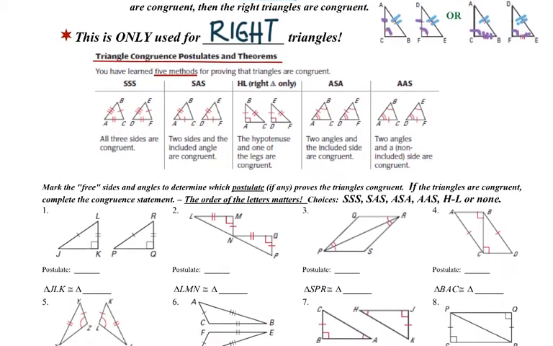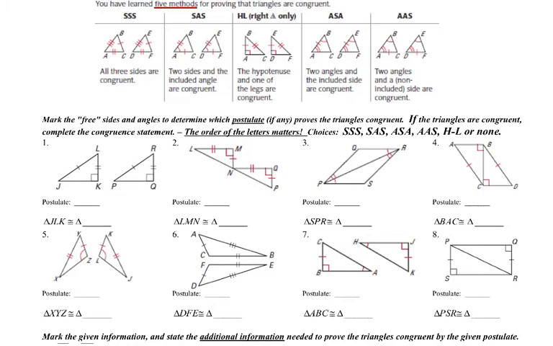So here's the review. Love this chart because it shows you all the different postulates. The side, side, side picture, side, angle, side. Here's our new one for right triangles only, angle, side, angle, and angle, angle, side. So then our problems are really exactly the same, where they give us a picture and we say which postulate is it. Now we just have one extra choice, which is the HL.